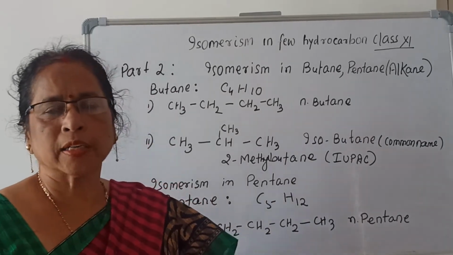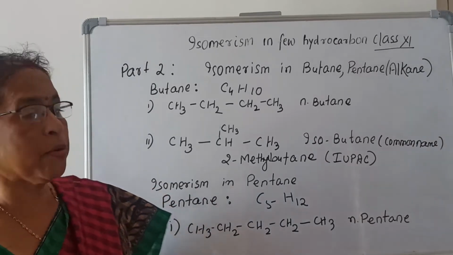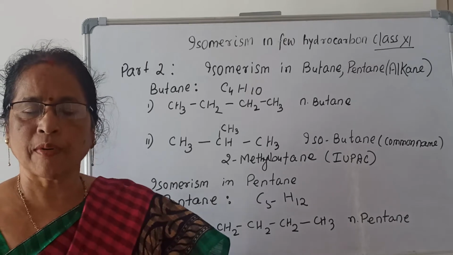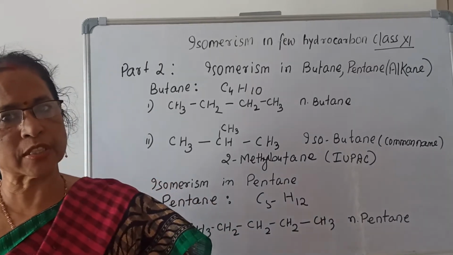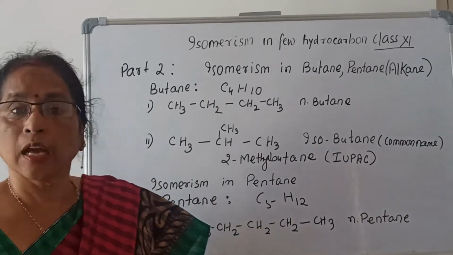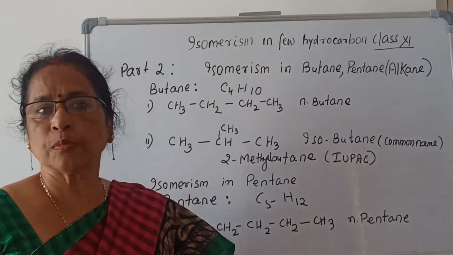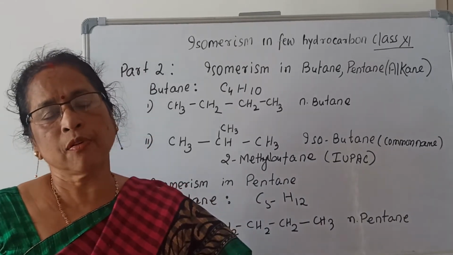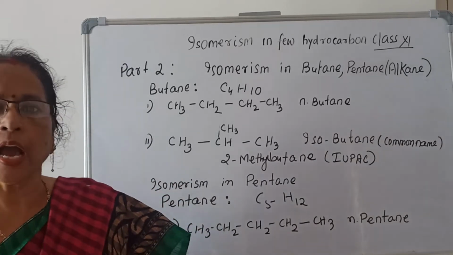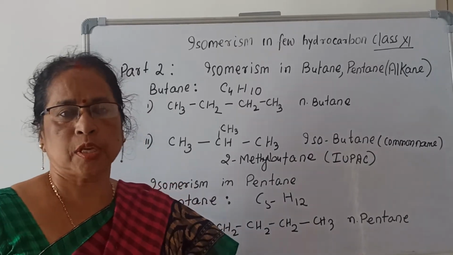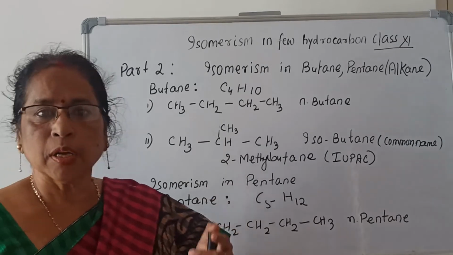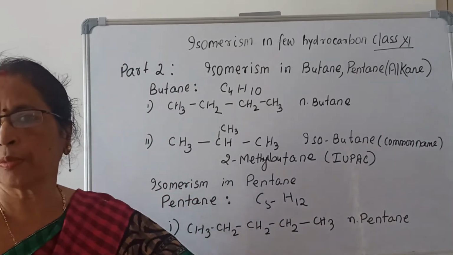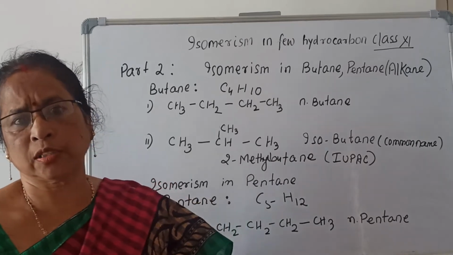In the first part I have already explained what is meant by isomerism and what are the types of isomerism. You can refer to the first part. Also I can repeat that again. Isomerism means the same chemical formula but a different arrangement of atoms. That means the molecular formula remains the same and the arrangement of carbon, hydrogen, oxygen and other atoms is different.